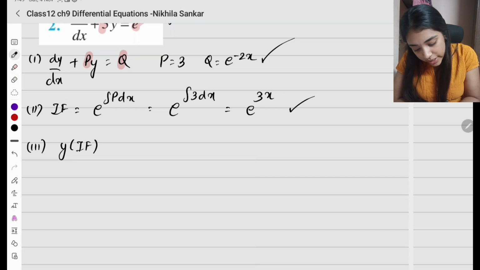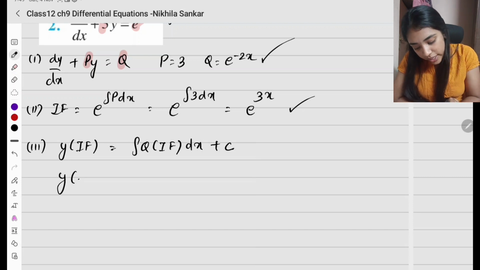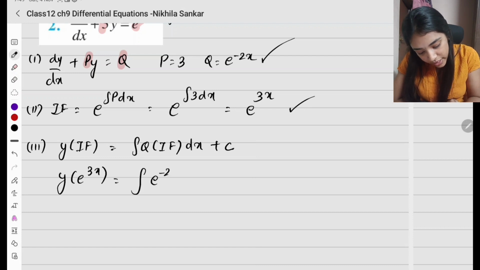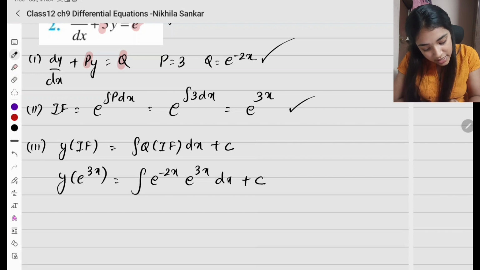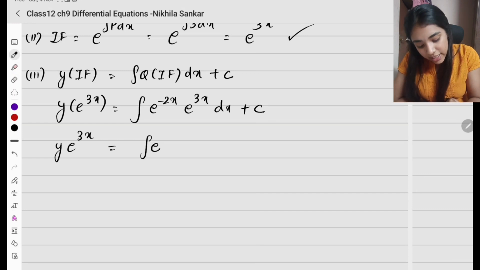y into integration factor equals integration of q into integration factor times dx plus c. So y into e to the 3x equals integration of q, e to the minus 2x, times e to the 3x times dx plus c. Left hand side எதுவுமே பண்ண வேண்டாம், அப்படியே எழுத வேண்டியதுதான். y into e to the power 3x equals, right ல integral என்ன இருக்கு?